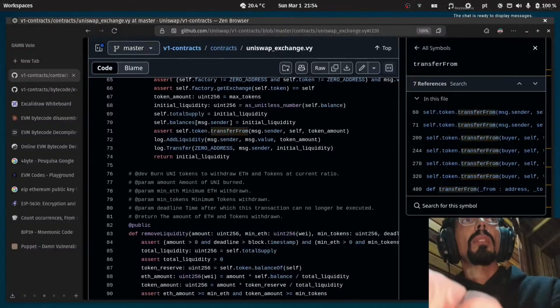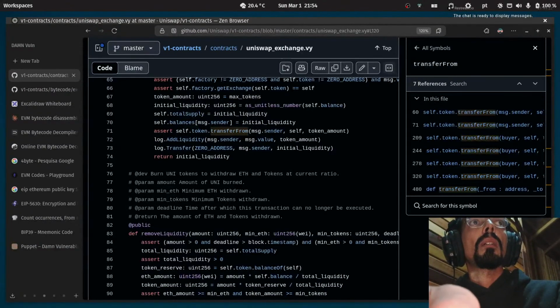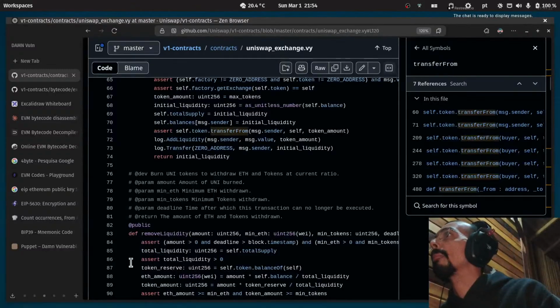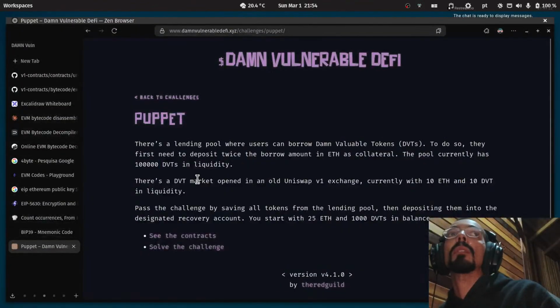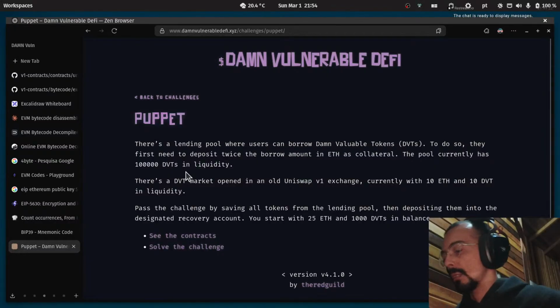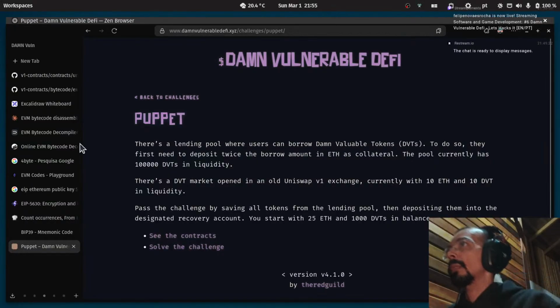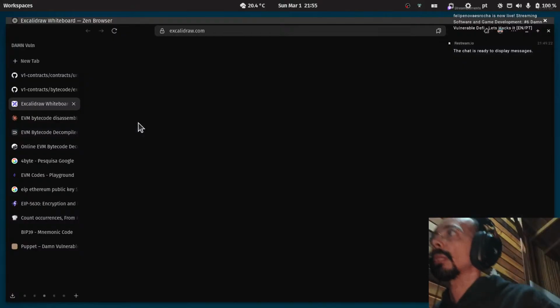Used for DeFi, Damn Vulnerable DeFi. So we are stopped at the Puppet challenge, and today we're gonna crack that, doing some drawings.